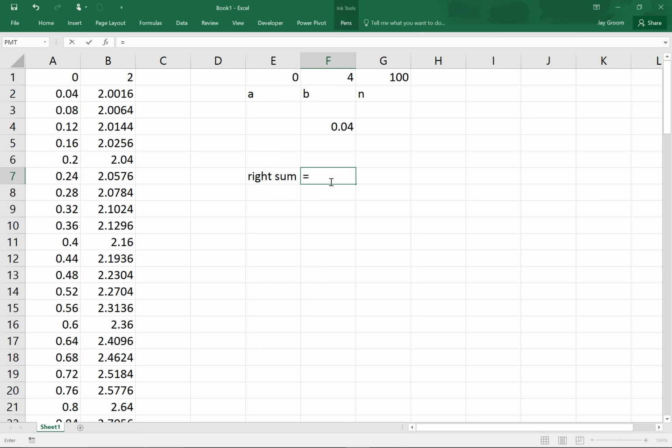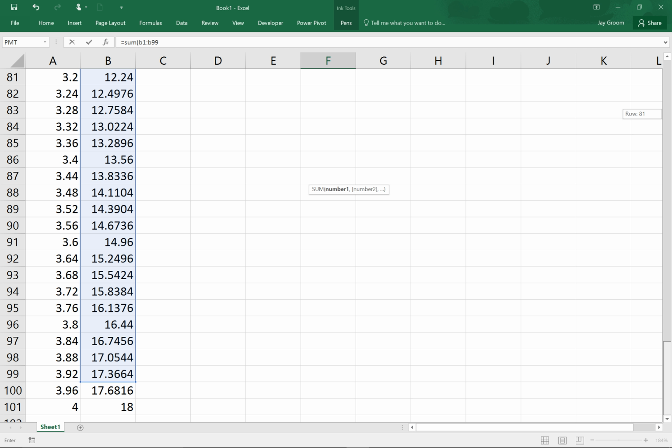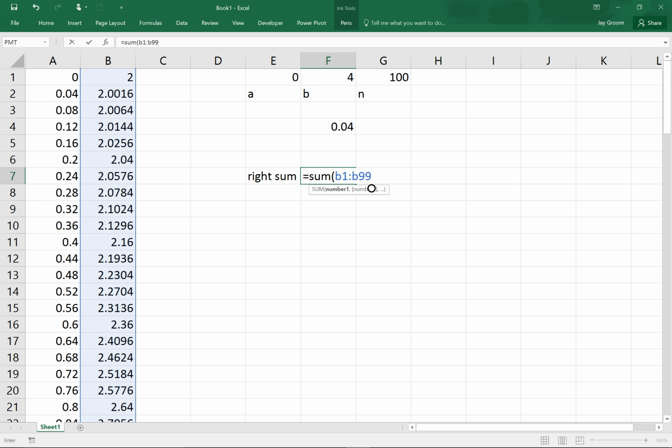I'm just going to say equals sum, and it's going to be B1 colon, you can just type it in, or you can click and drag if that makes you happier, to B99. If you go down there and look, you'll see that I stopped one short. It should have been B100. Sorry about that. B100. That's why you always check it.